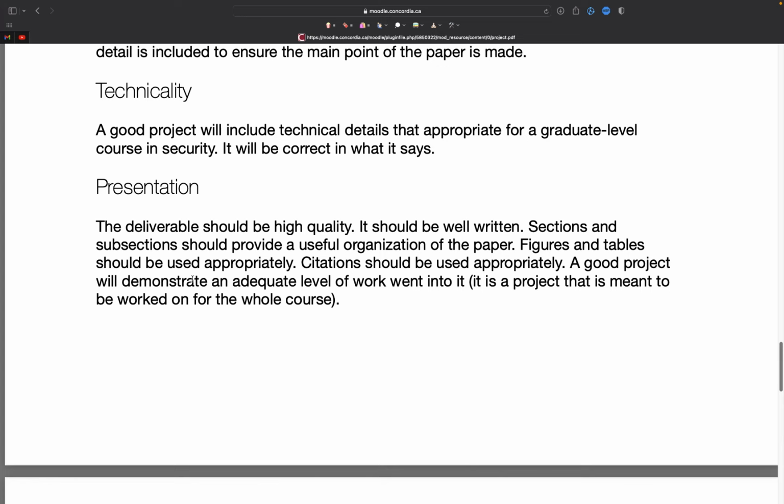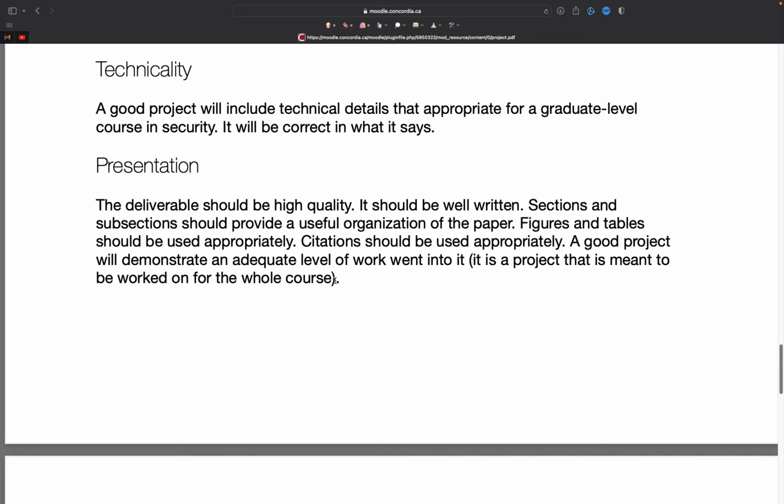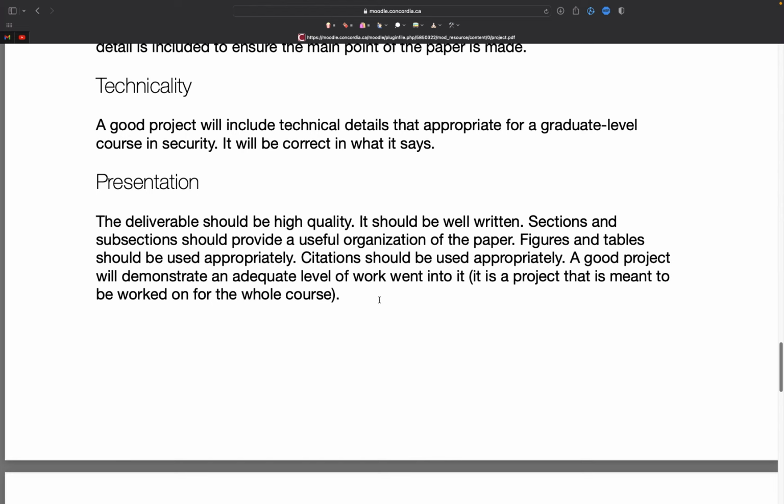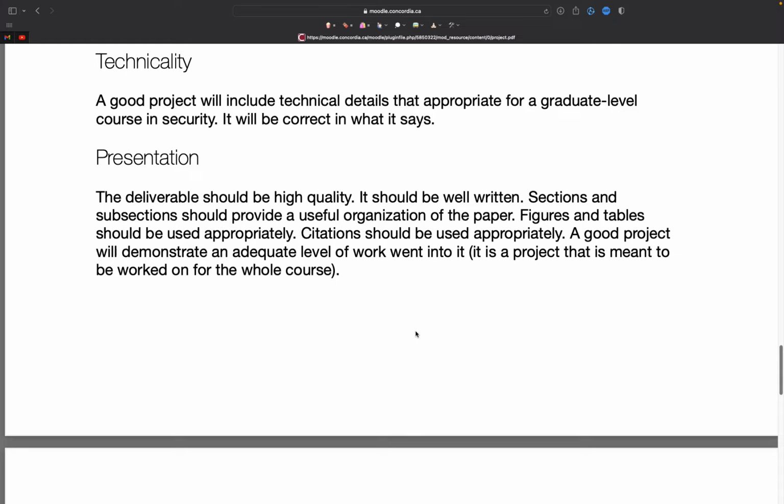The last marks are for presentation, which usually isn't a problem. Most people get 10 out of 10 or 9 out of 10 on this. I don't care about grammar and all those types of things. If English isn't your first language and you're making grammatical mistakes, I don't really care about that. You're not going to lose marks for that. But the logic and the flow should be there. I should understand what it is.